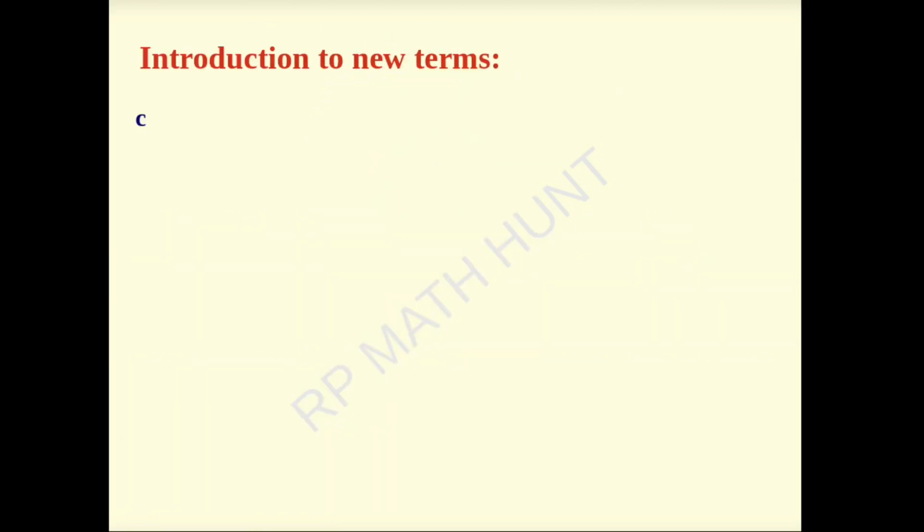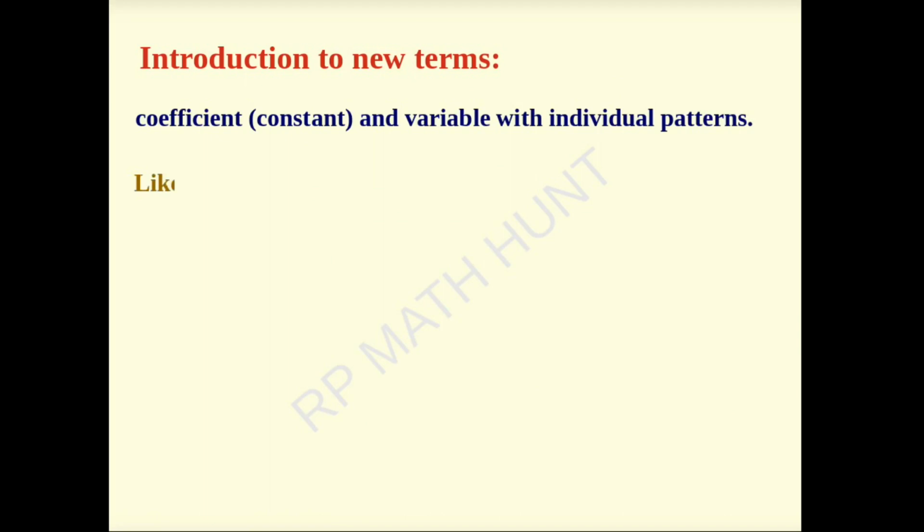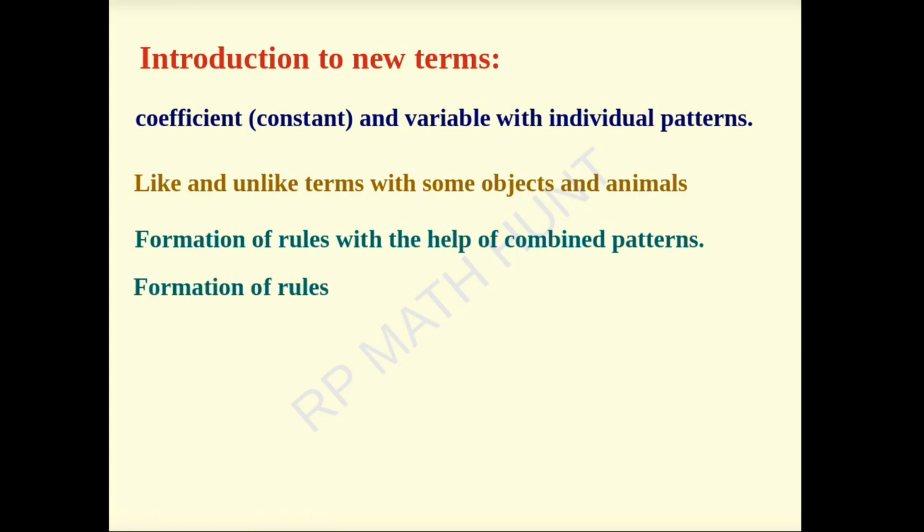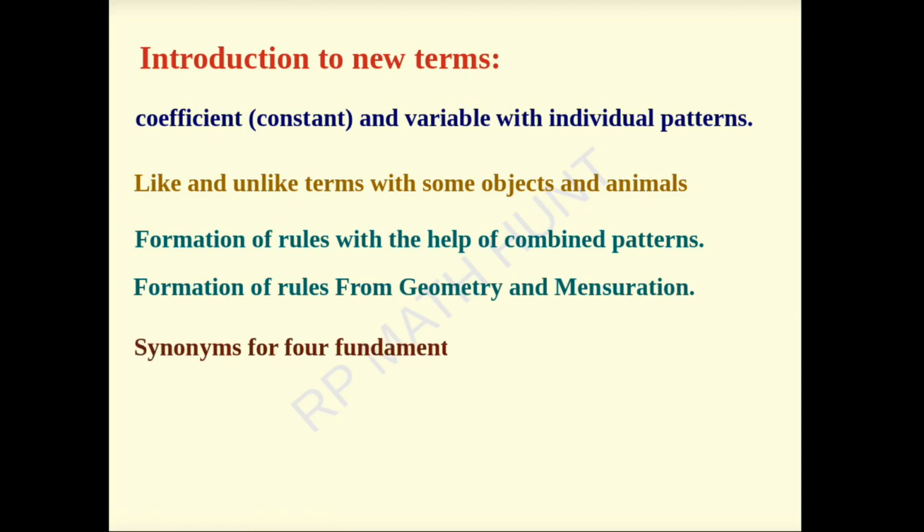Introduction to new terms: coefficient, constant, and variable with individual patterns. Like and unlike terms with some objects and animals. Formation of rules with the help of combined patterns. Formation of rules from geometry and mensuration. Synonyms for four fundamental operation symbols.